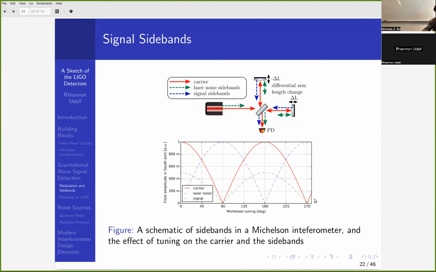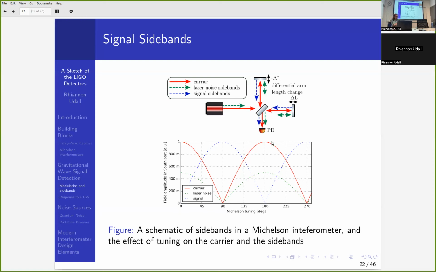So that's what this plot is showing. I'm not quite sure what units they used to generate this plot, but you can see the signal sideband zeroes out when the Michelson tuning is set to 0. That is to say, if the arms are the same length, or well, the same length modulo the wave frequency, or the carrier frequency. And then by contrast, when the Michelson tuning is set to here, which is 90 degrees, then the carrier goes to 0, but the signal sidebands reach their maximum.